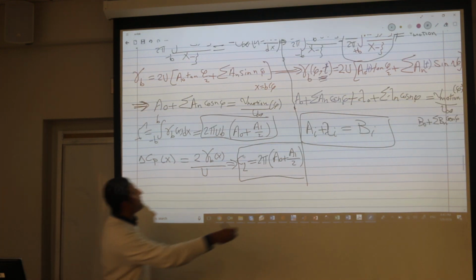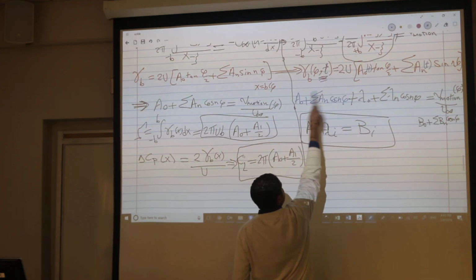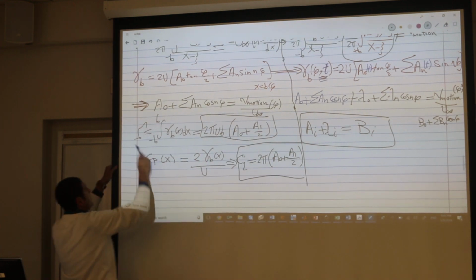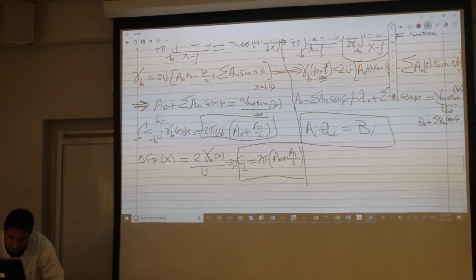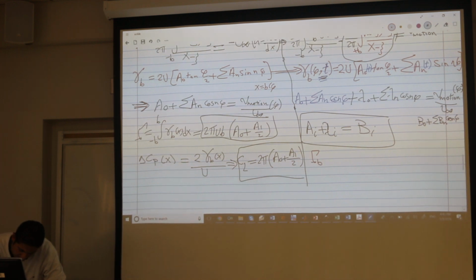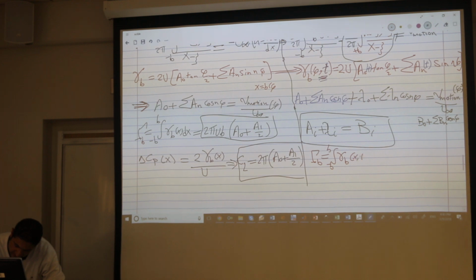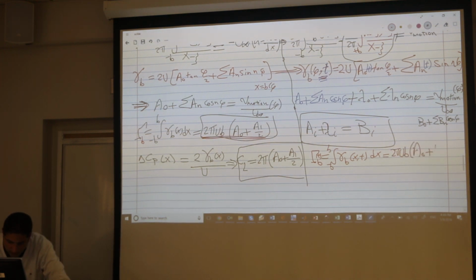Well, the bound circulation has exactly the same coefficients as here. So if you integrate it to get the total gamma, it's the exact same thing. Your gamma bound, the integral from negative b to b of gamma bound of x and t dx, which is a function of t, will be the exact same thing: 2 pi U b times a naught plus a 1 over 2.